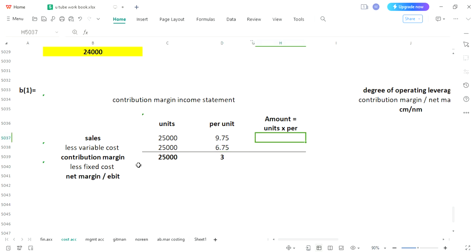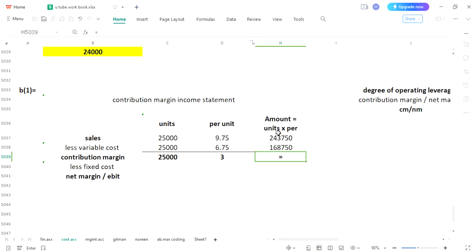It's time to calculate the amounts. We have already mentioned that the amount of each element is calculated by multiplying units and per unit. Units over here are 25,000 and they would be multiplied with 9.75. We have got our sales. Now we will calculate the total amount of variable cost. Again, units would be multiplied with per unit. Units are 25,000 and they would be multiplied by per unit variable cost 6.75. We have got variable cost.